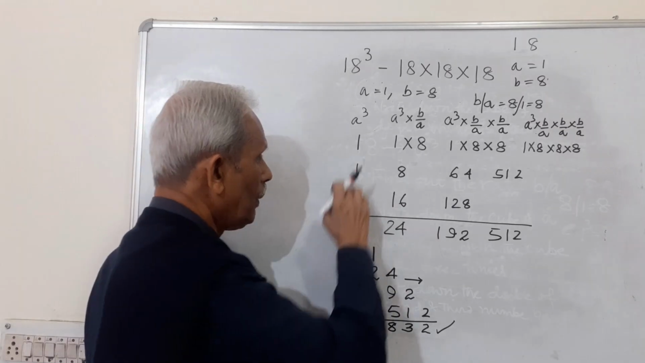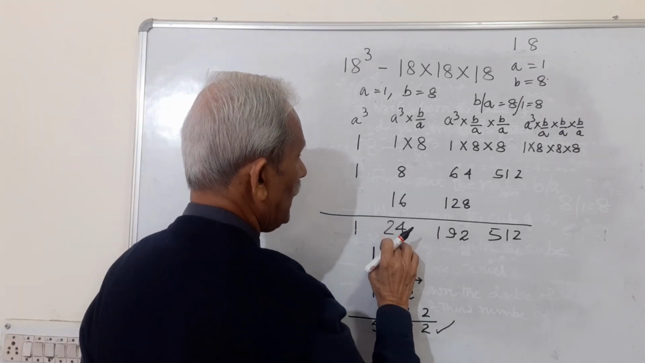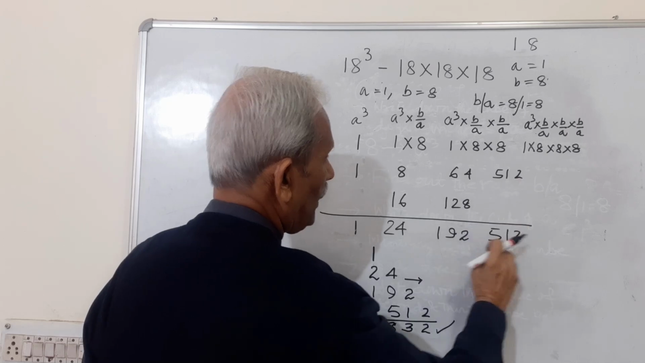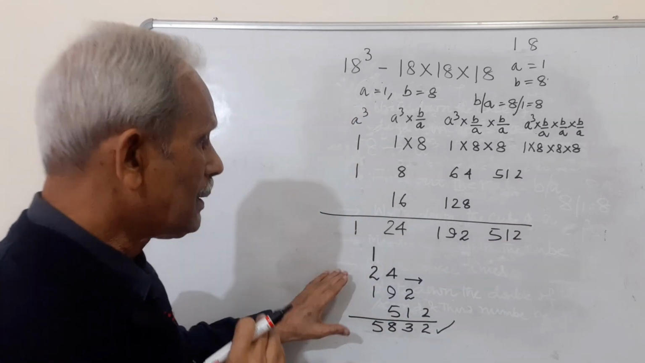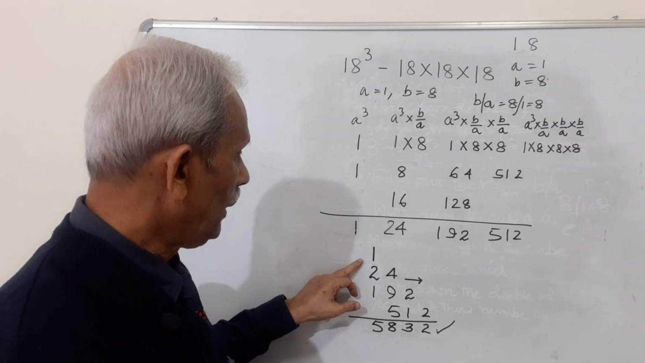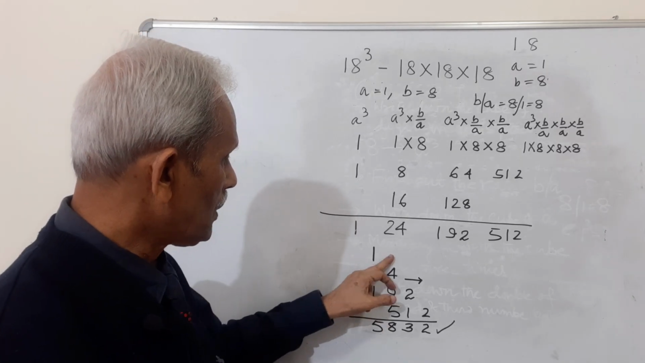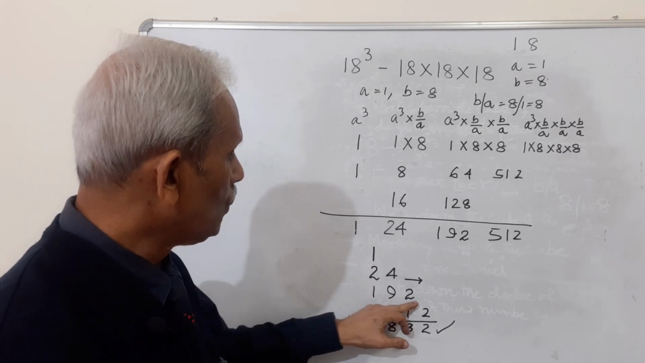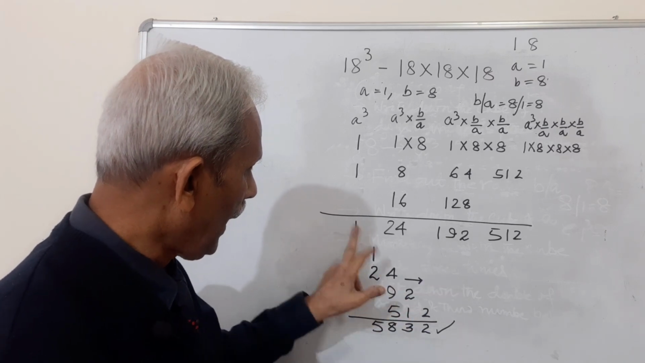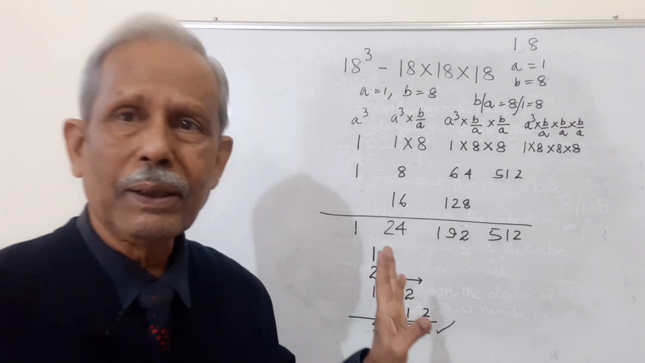Now add these numbers. 16 plus 8 is 24. 128 plus 64 is 192. 512 here. Now place these numbers shifted by one space. 1, 24 shifted by one space. Then 192 shifted by one space. 512 shifted by one space. Then you add, and that is the number 5832.